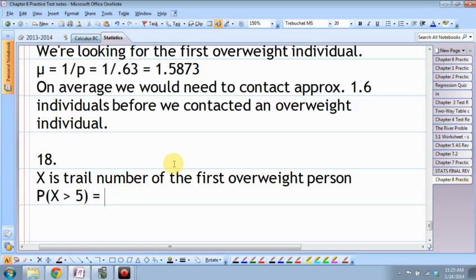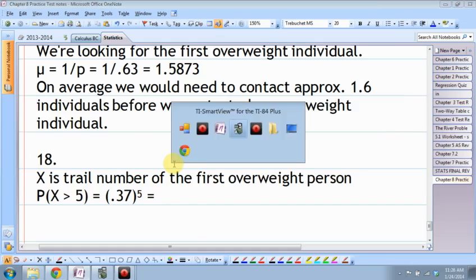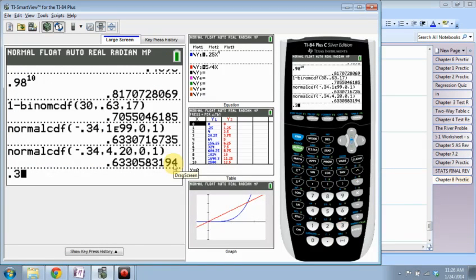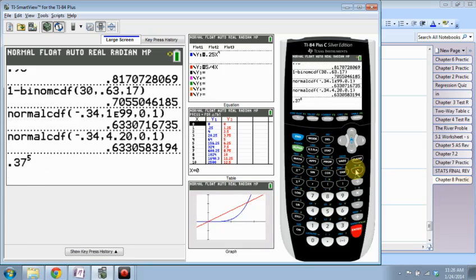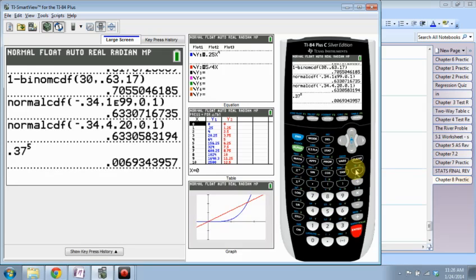And that means that the first 5 people that we contact have to be not overweight. After that, it doesn't matter. So the probability of not overweight is 0.37 to the 5th power. 0.37 to the 5th power. 0.0069.